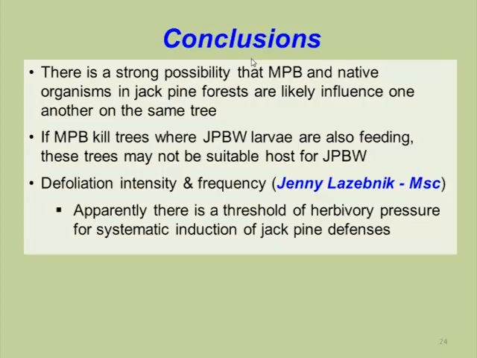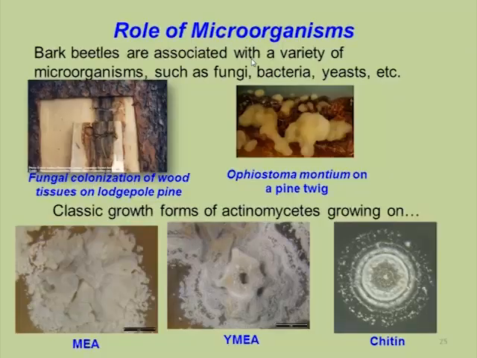We also look at the defoliation intensity. Jenny did these experiments. Apparently, we see some systemic response in jack pine, but this systemic response is a threshold. It means that trees really don't care much at the lower defoliation category, but as soon as you introduce more, you see that systemic response, meaning the whole tree defense is sort of waking up, and they become more resistant.